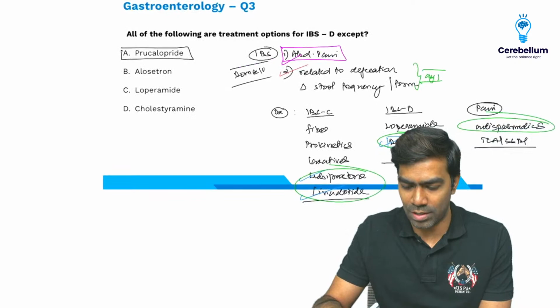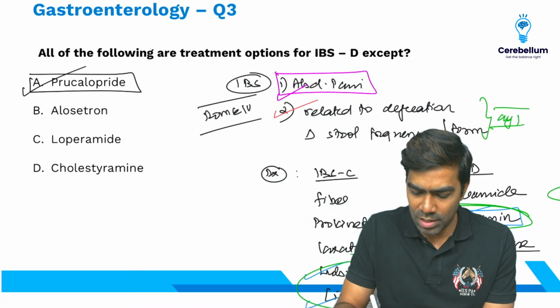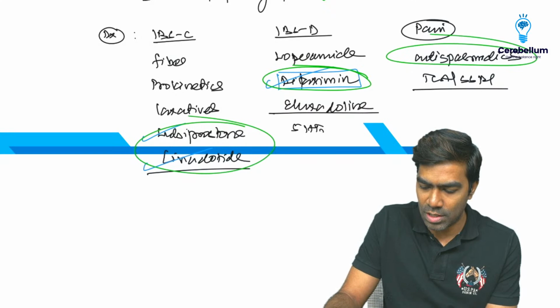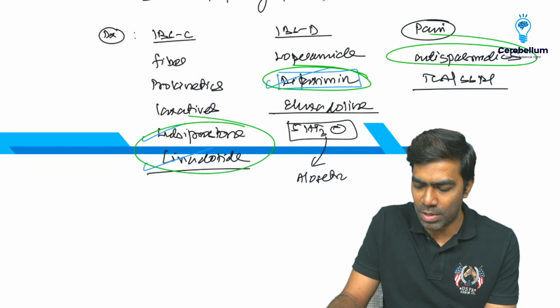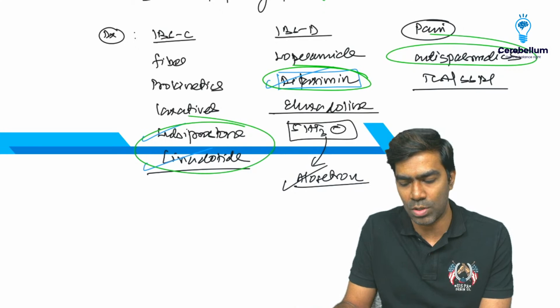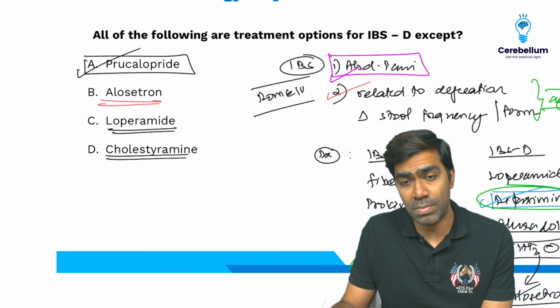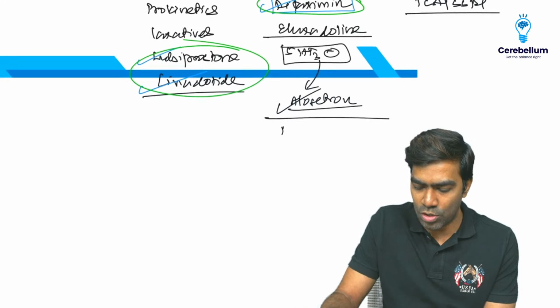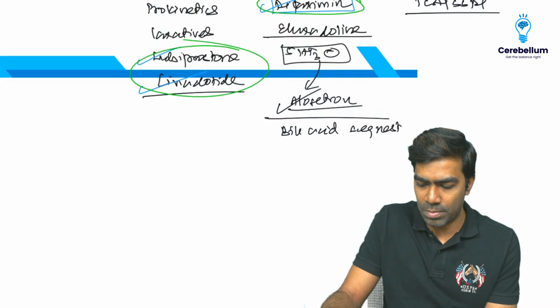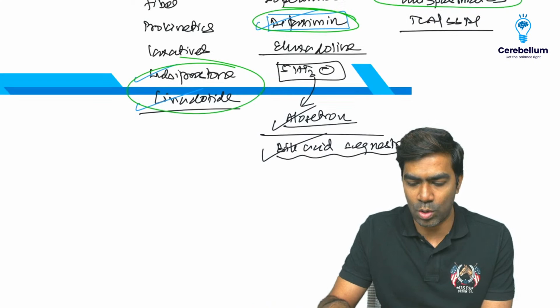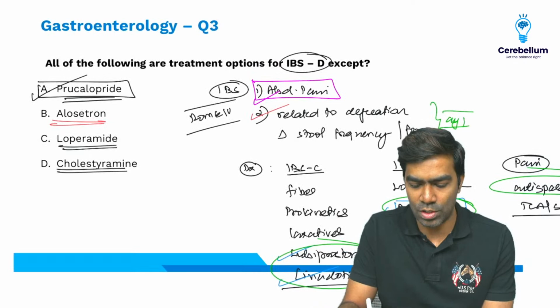So anyway, the right answer for this is prucalopride. Alosetron, yes, it can be used for IBS of diarrheal type. In fact, you can try 5-HT3 antagonists, which are alosetron and ondansetron. But alosetron has a high risk of colonic necrosis and perforation, so some people say it should not be used, but if you want, you can use alosetron, loperamide. Even cholestyramine has been tried in IBS of diarrheal type and has been proven to be effective. You can also try bile acid sequestrants, drugs like cholestyramine. So for IBS-C, IBS-D and severe pain, how will you manage? The right answer for this question is prucalopride, because it's a prokinetic and it should be used for IBS of constipation, not for diarrhea.